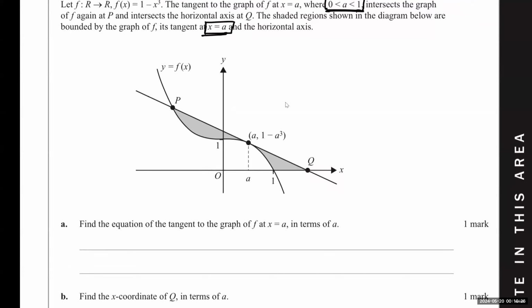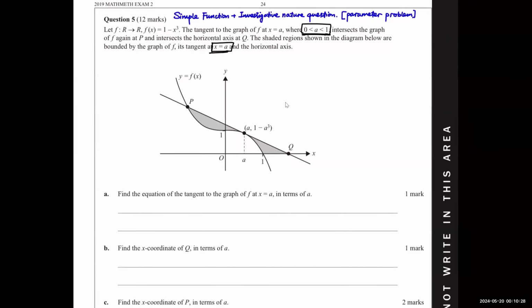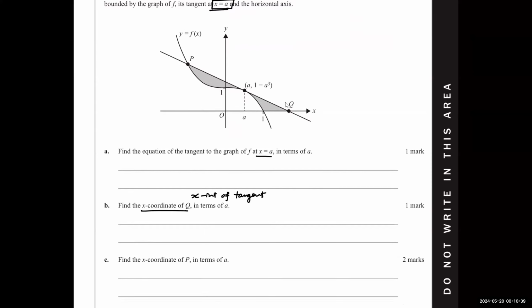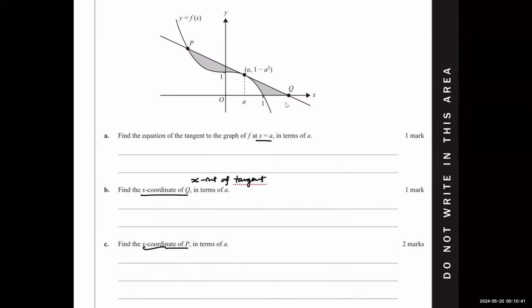So firstly, find the equation of the tangent to the graph of f at x equals to a. Find the x-coordinate of Q. So that's the x-intercept of this tangent found in part A. And find the x-coordinate of P. So we want to find the intersection point between the tangent and, let's say, f of x, okay?